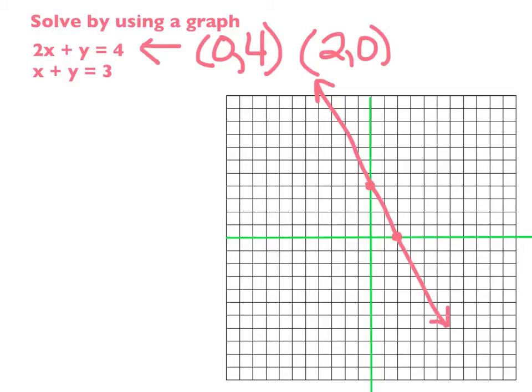Alright, the other line, x plus y equals 3. If x is 0, y is 3. If y is 0, x is 3. So (0, 3) and (3, 0). Connect the dots.